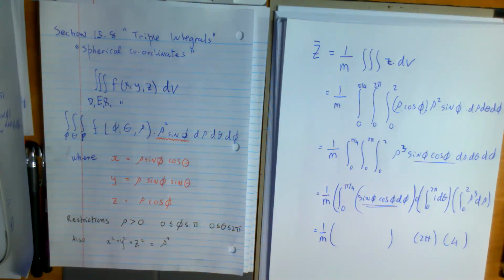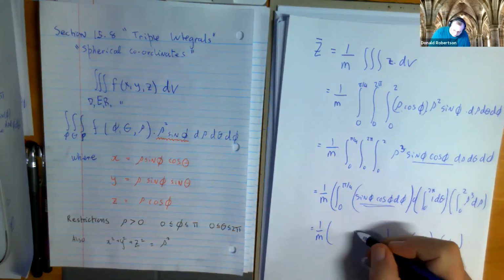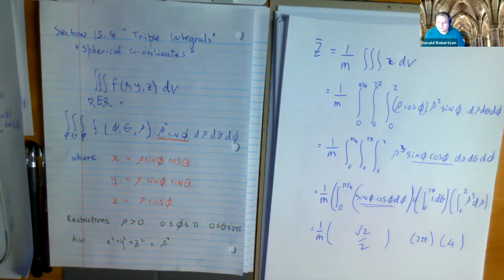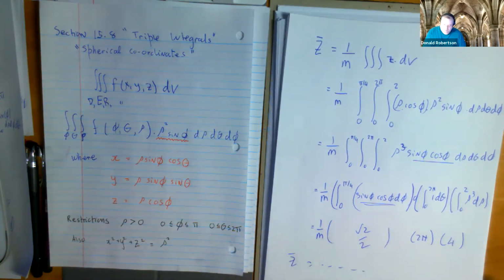Yes, and you could do that. It might not look the same, but I bet you when you're finished, the number's the same. I have no idea what that is, so I'm just going to pretend it's root 2 over 2, right? Won't that get you the z bar? And you're finished.